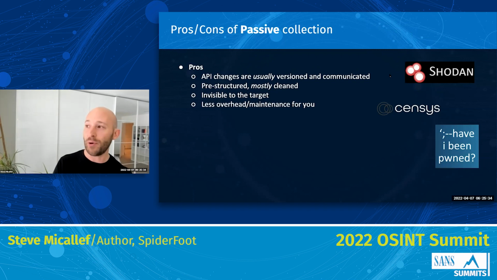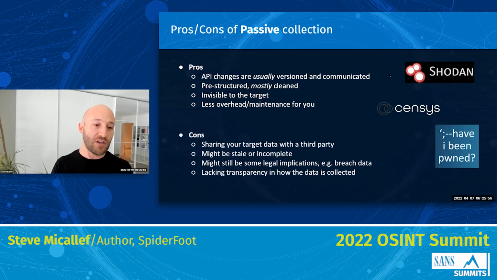So if you're querying a third party like Shodan, unless you're using specifically the API that triggers a scan, you are getting the data just from Shodan, and the target is probably not even aware that you're getting all this information about them. Of course, there's less overhead and maintenance. Someone else has gone through all the work of collecting the data, cleaning it, parsing it, structuring it, etc.